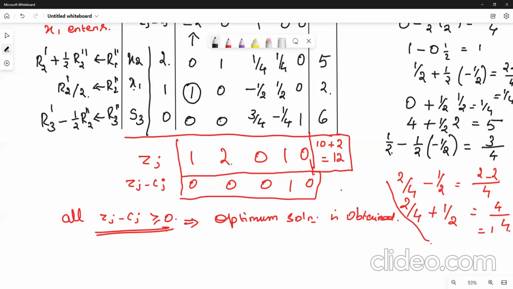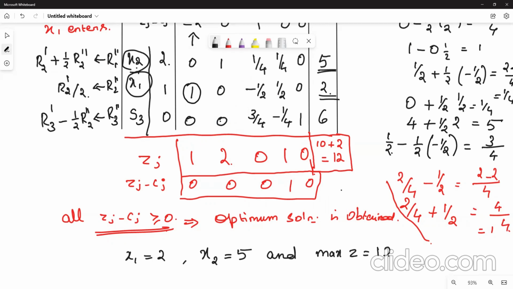And what are the values of the decision variables? X1, X2. For these X1, X2 values, we should take only the solution values. So X1 is equal to 2, X2 is equal to 5, and max Z is equal to 12. So we have obtained the optimum solution as 12 with the decision variable values as 2 and 5. So this is what the simplex method is concerned with.